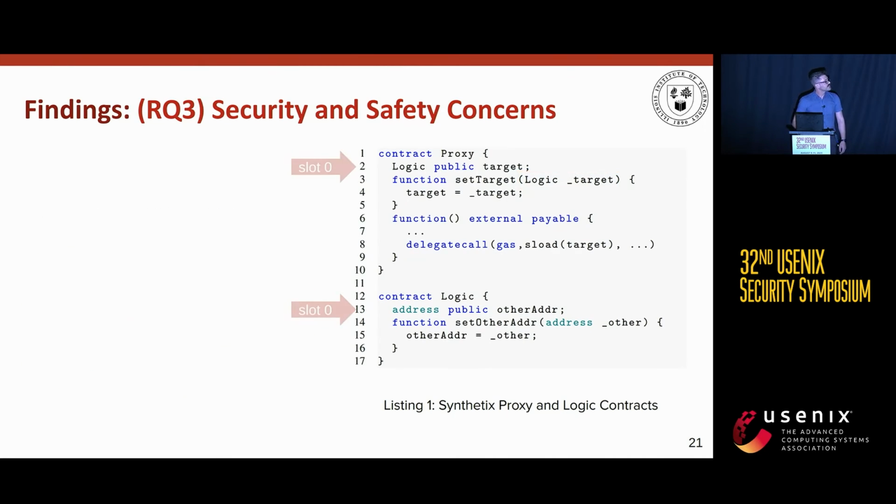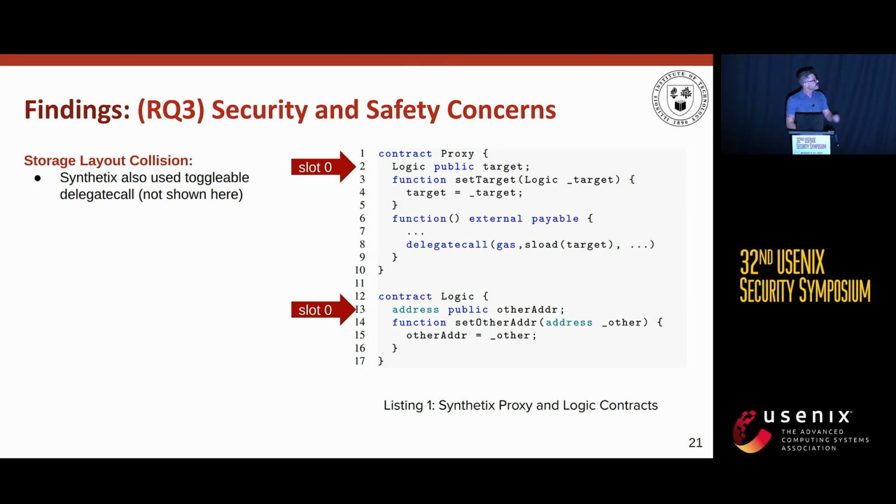Also, while we're on this example, I'll quickly point out one of the more well-documented issues, a storage layout collision, where both the target address in the proxy and the other address in the logic contract both occupy storage slot 0. This was somewhat mitigated by the fact that Synthetix also uses a toggleable delegate call feature, which is another one of the features we define in our taxonomy. We don't show that here in this snippet, but basically they use a Boolean to determine whether they use delegate call or just a call.